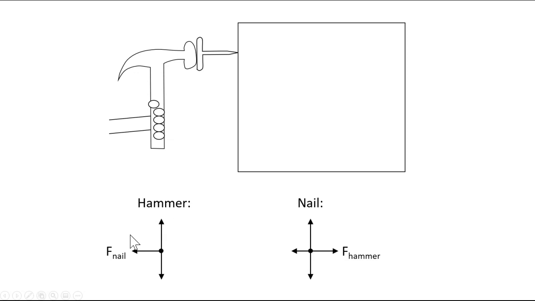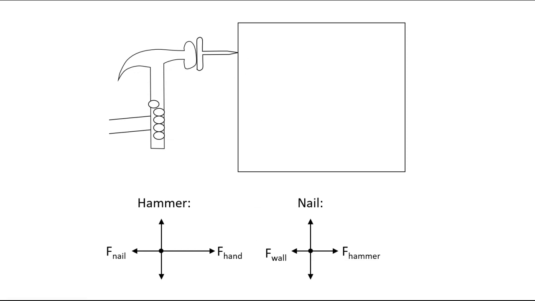What about the hammer? How can the hammer move forward if it feels this leftward force? Well, first of all, you don't need a rightward force to move to the right, but more importantly, my hand is holding the hammer, and my hand exerts a really big rightward force on this hammer. So the force of my hand overcomes the resistance from the nail, and that's why I'm able to drive the hammer to the right, pushing the nail in.